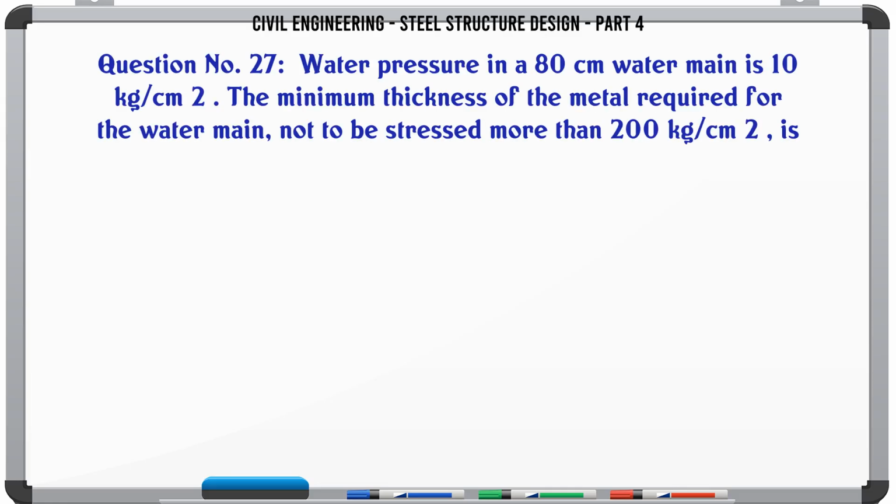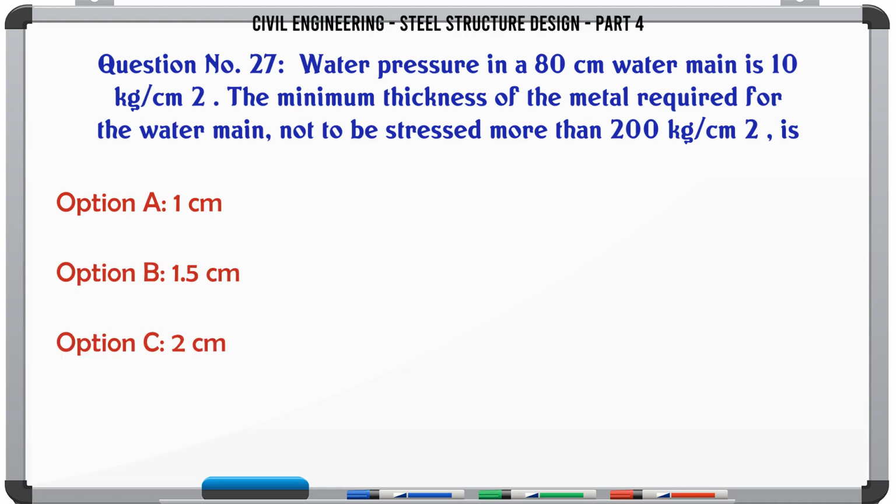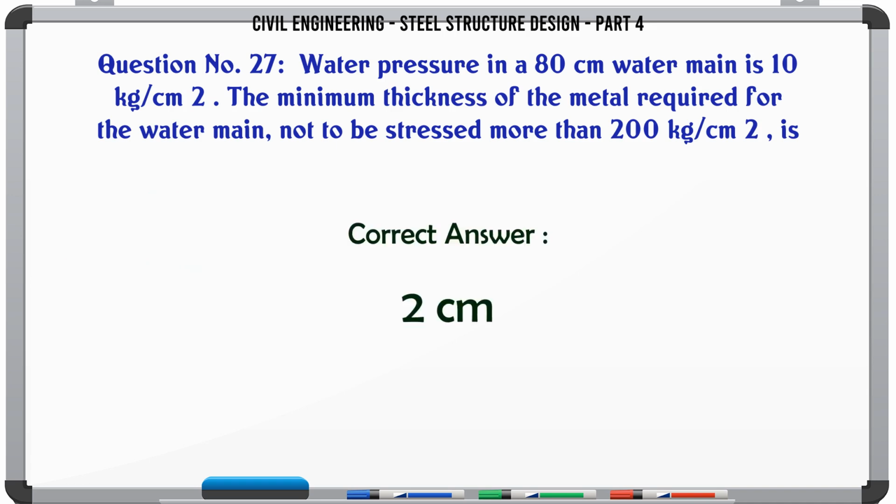Water pressure in a 80 cm water main is 10 kg/cm². The minimum thickness of the metal required for the water main not to be stressed more than 200 kg/cm² is A. 1 cm, B. 1.5 cm, C. 2 cm, D. 2.5 cm. The correct answer is 2 cm.